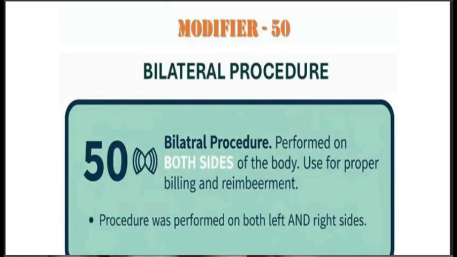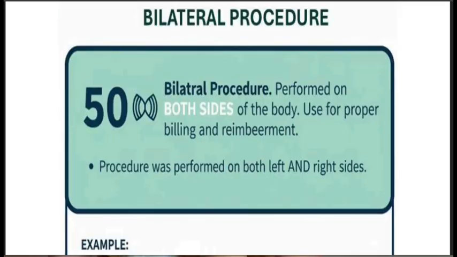Modifier 50 for the bilateral procedure. When the procedure is performed bilaterally on both sides of the body, right and left, and we do not have a proper CPT code for the bilateral procedure, we have to give the 50 modifier. If we have the proper code for the bilateral procedure, we get the evidence in the description that the procedure is bilateral, so we don't need to append modifier 50.